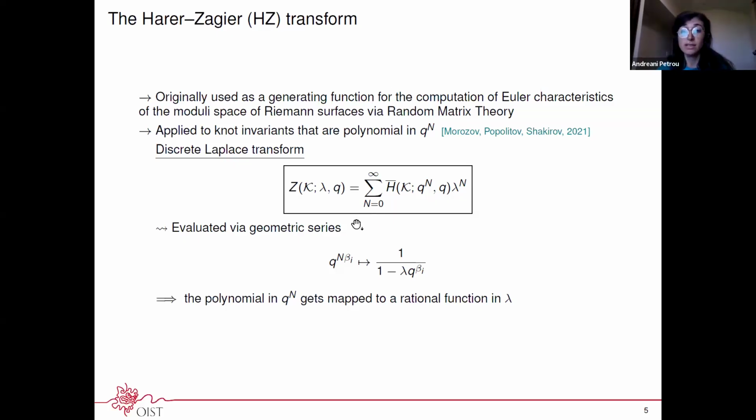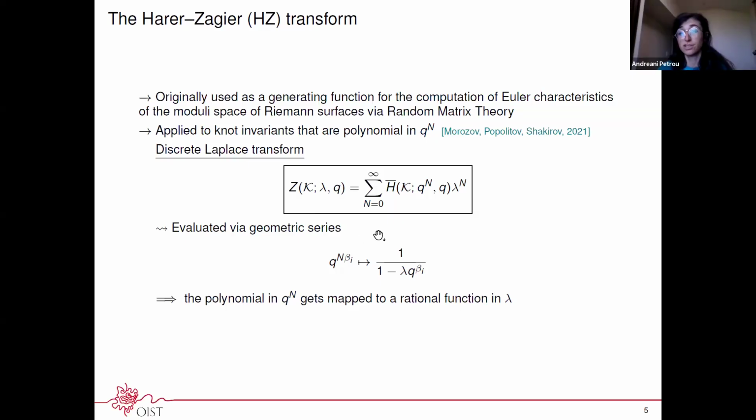And the way to compute it is basically using geometric series, if the series is convergent, of course. So this would tell us that every monomial in q to the power n, to some integer power, under this summation will be mapped to this rational factor: 1 divided by 1 minus lambda q to that integer power.